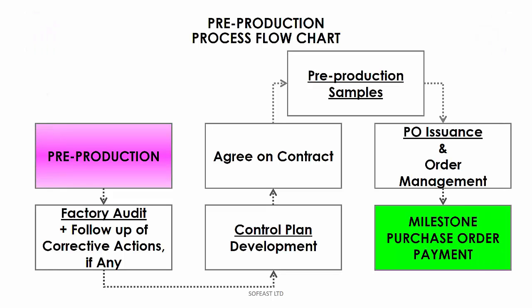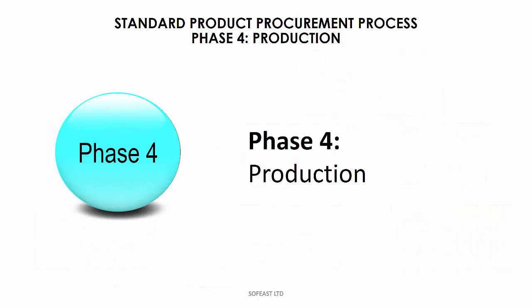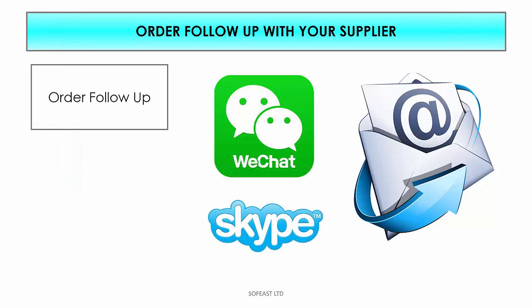So here is the pre-production phase as a flowchart, which you can follow here. So now let's have a look at the final phase, which is production, phase 4. Now production has started, you need to be proactive and follow up with the supplier. This could be through email, Skype, or even WeChat. Whichever way you choose, it is important to have regular updates from the supplier regarding the production progress.